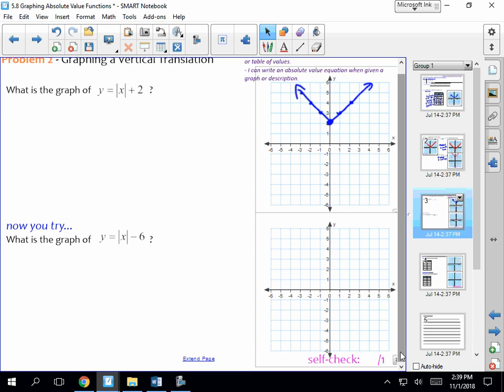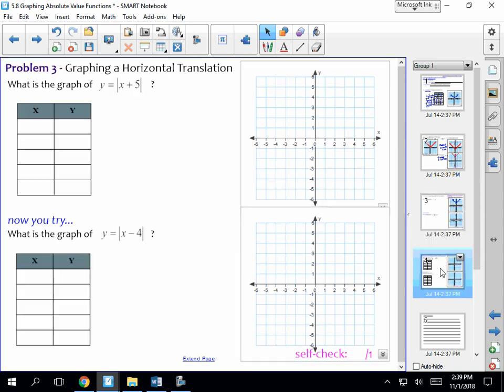Okay, good. So I think you have the idea of moving it up or down. That's actually the easier of the two translations. So if we go to the next page here, now we're going to talk about moving it right or left. Okay. Now, don't write anything down yet. I have to show you this. I think if you see it, it might help to make my case a little better.